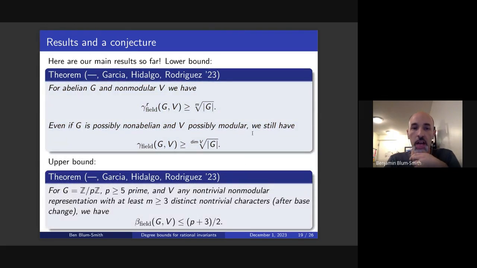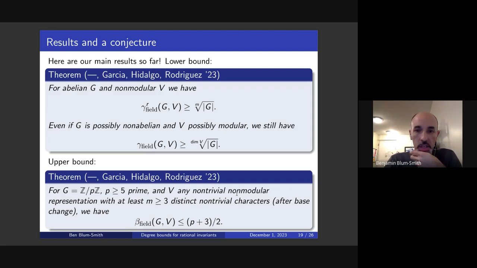We also have an upper bound in the special case of Z mod PZ. So that upper bound is: if V has at least 3 distinct non-trivial characters and we're in the non-modular case, then beta field, which is the biggest of those four numbers, is not much bigger than p over 2.